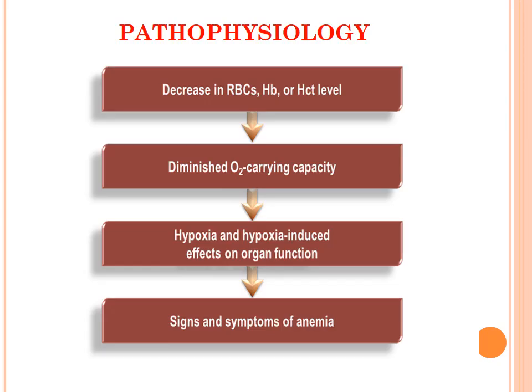Now friends, let us see what is pathophysiology of anemia. सबसे पहले there occurs decrease in RBCs or decrease in hemoglobin level or decrease in hematocrit level. उसके बाद क्या होता है?